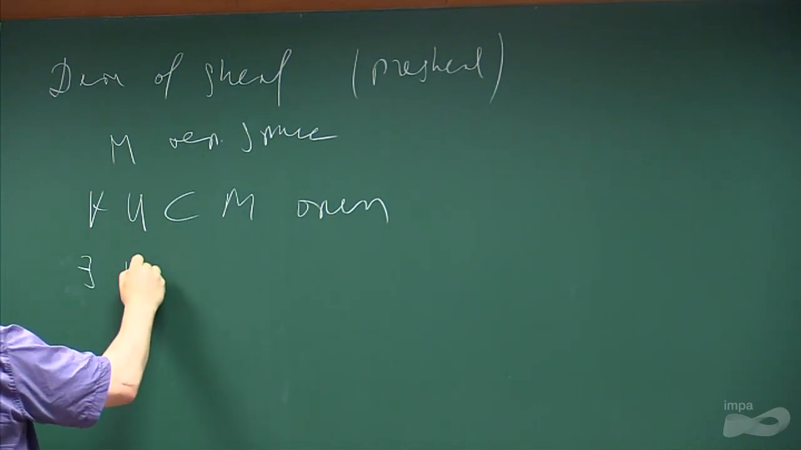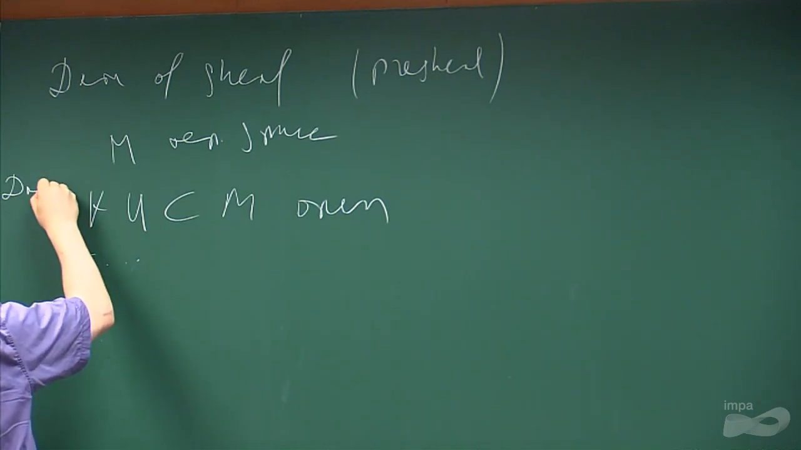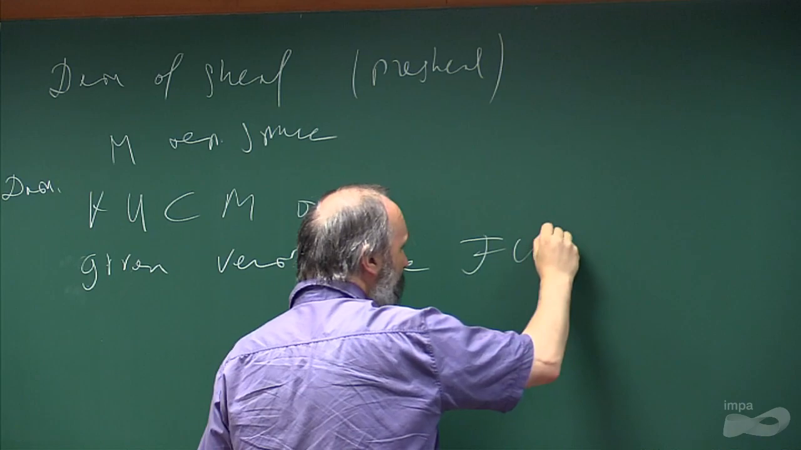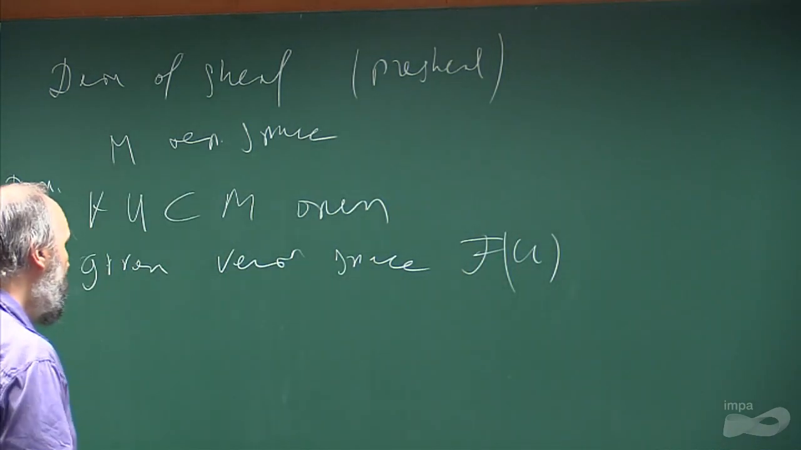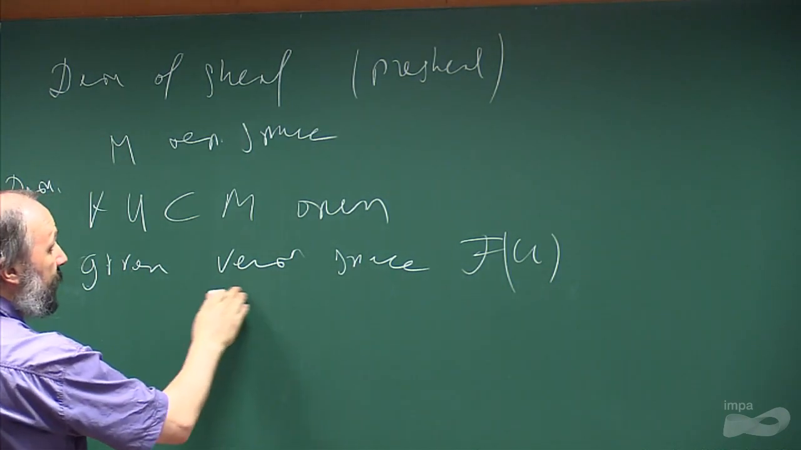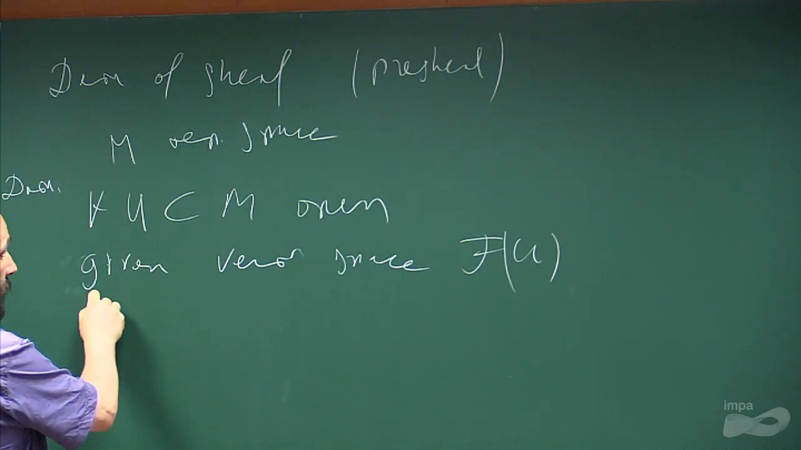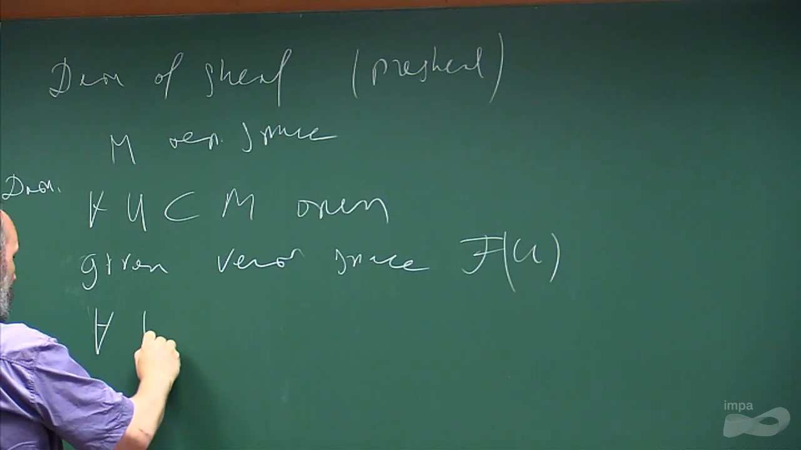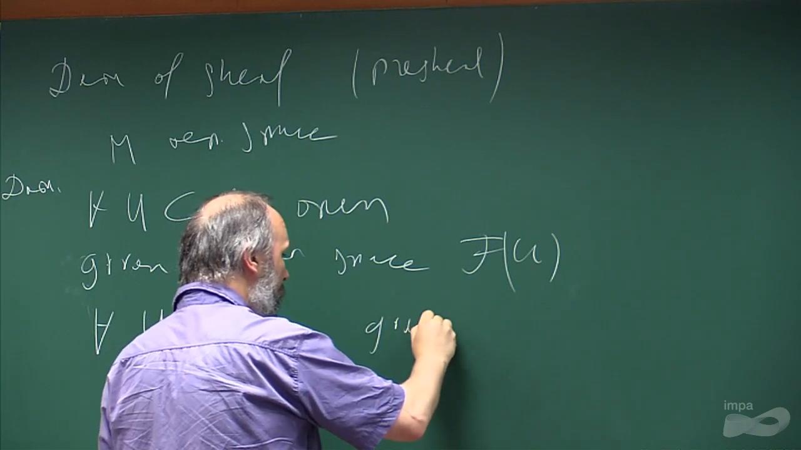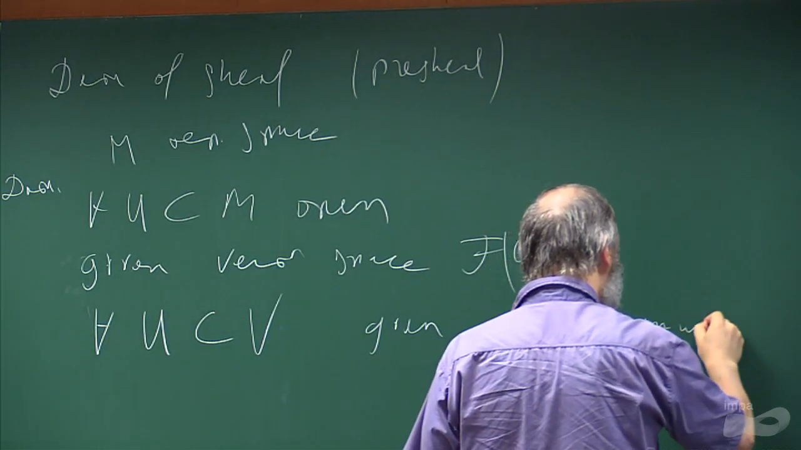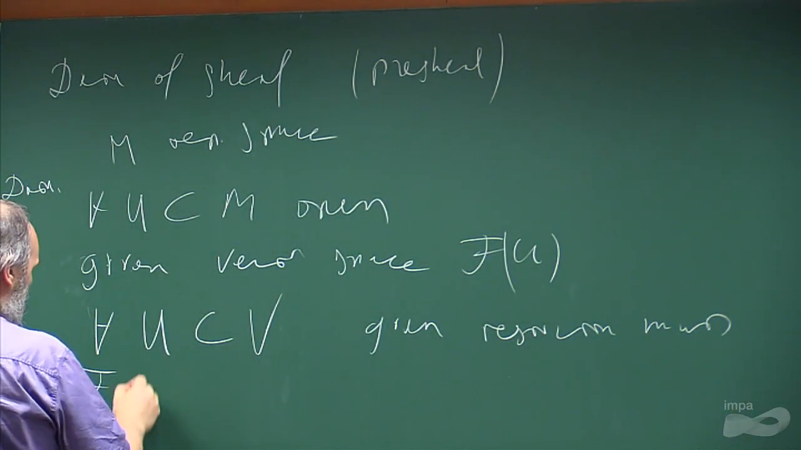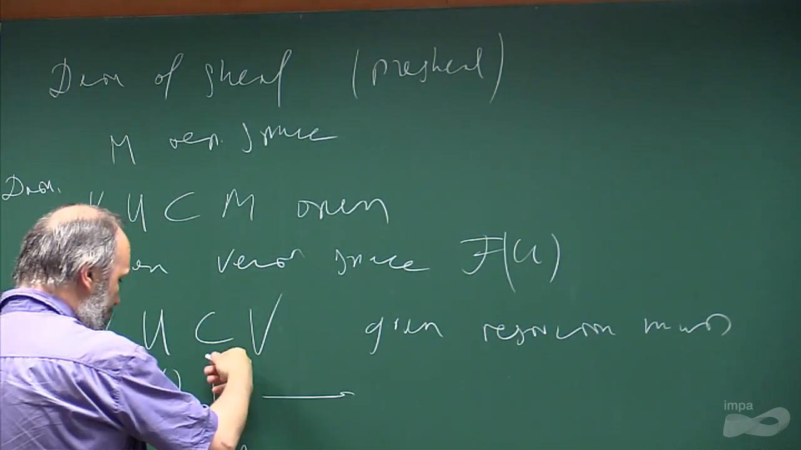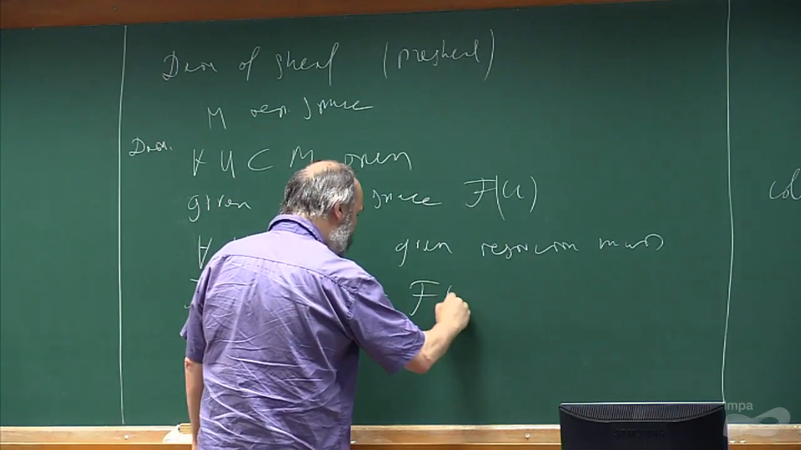Anyway, you have M, a topological space, and for each open set U inside M we are given a vector space F of U, like there, but it is an abstract vector space now. It's not a subspace of functions or anything. And you have restriction maps: for each U inside V, we are given a restriction map. You restrict from V to U, from bigger to smaller. This is the symbol of restriction, F of U.